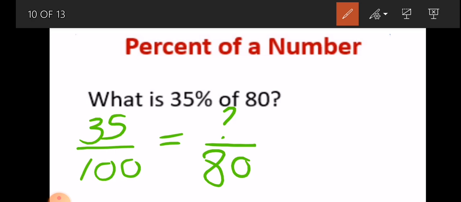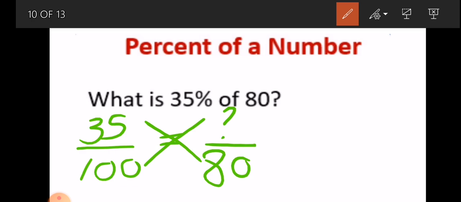So I want to know the parts from the 80 that can give me 35%. How to get it? I will get equivalent fraction, which is equal to 35 over 100. So I will make a cross multiplication to get the missing number.